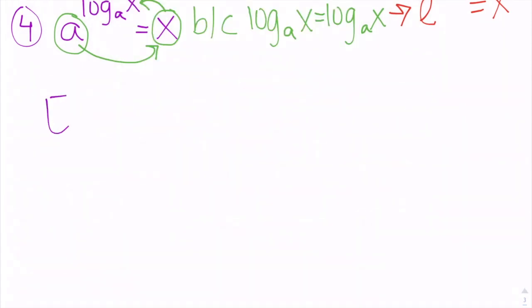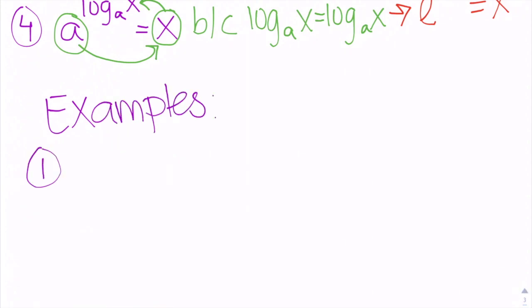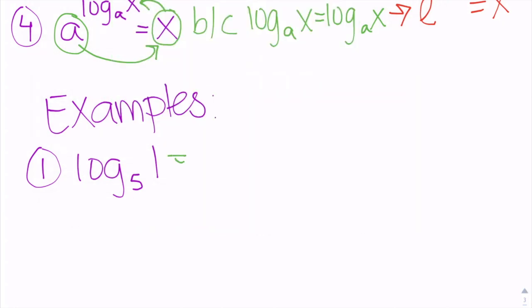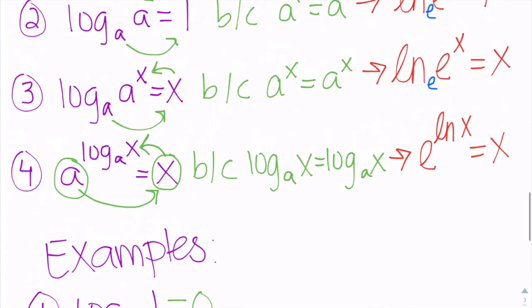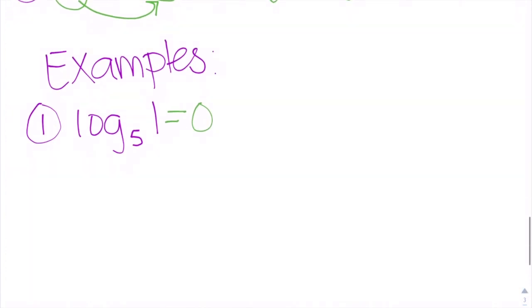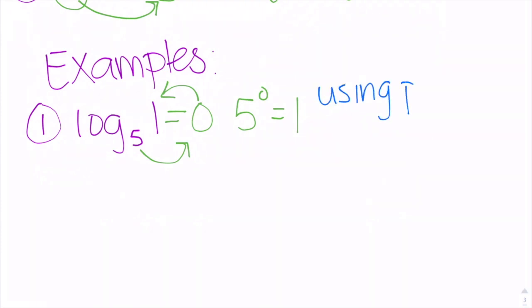All right, so let's do some examples. The first example: if we have log base 5 of 1, that's going to equal 0, because if we come back up to the first property, a log with an argument of 1 always equals 0. We can prove that this is true, because if we convert this, we would get 5 to the 0 equals 1, and that's true. You can write down that this is using property 1.